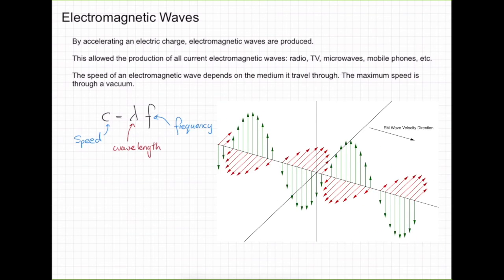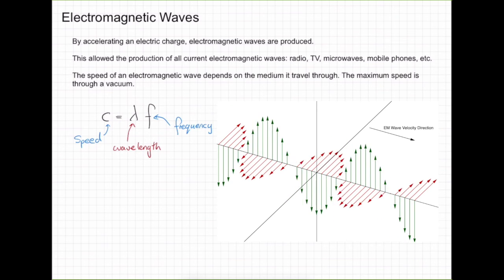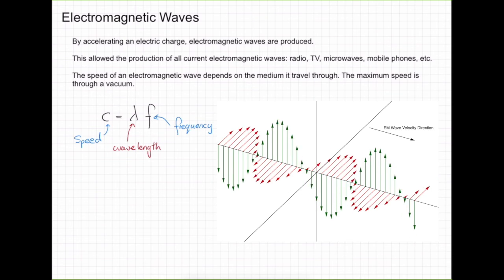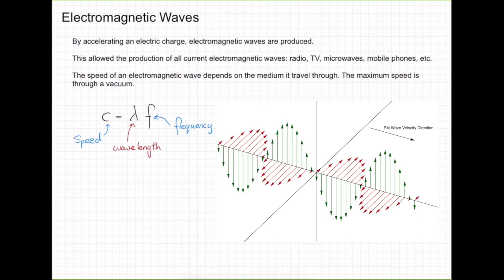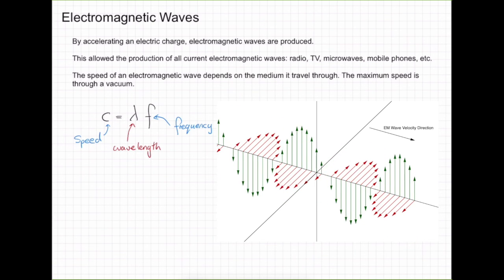In summary, we've looked at the very simple properties of electromagnetic waves. The electric field and magnetic field are perpendicular to each other. We've introduced the idea that speed is equal to the wavelength times by the frequency, and the idea that the speed will vary depending on the medium that it travels through.